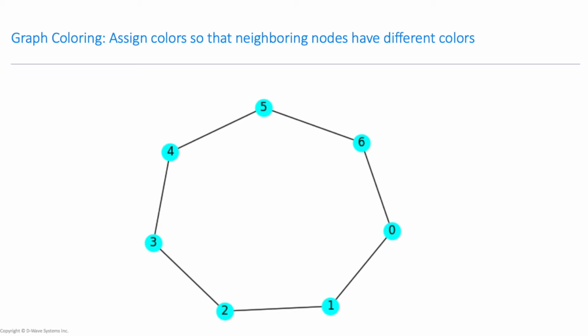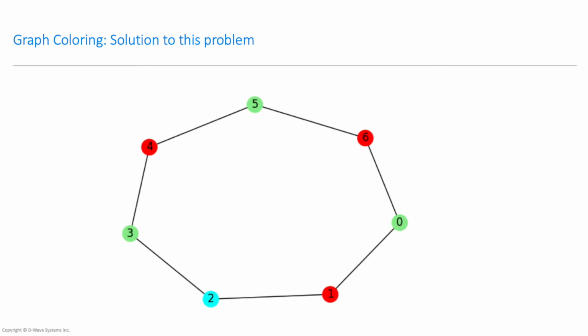And so what does a solution look like? So let's look at a solution to this problem here. If we start at node 0, notice it's green, and node 1 is red. So that shows that they're different. 1 and 2 are different, 2 and 3 are different, and if you go all the way around, yes, they're indeed different. And how many total colors did we need? In this case, we just needed 3. Green and red and blue. So this is indeed a solution to this graph coloring problem.